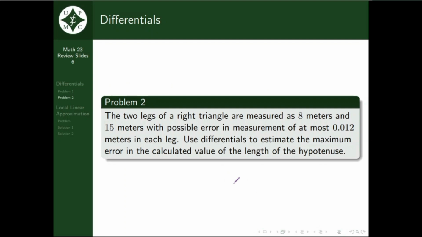So for the second problem, what it says is that the two legs of a right triangle are measured as 8 meters and 50 meters, with possible error in measurement of at most 0.012 meters in each leg. So we need to make use of differentials again to estimate the maximum error in the calculated value of the length of the hypotenuse. So take note that the keyword here is maximum error.